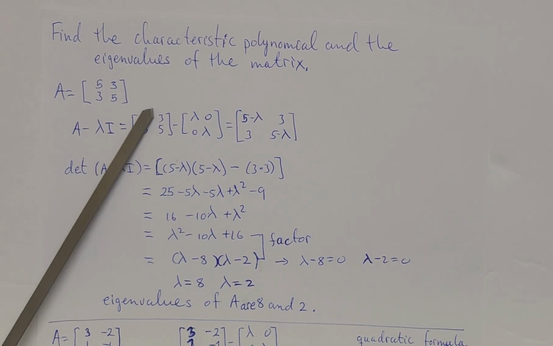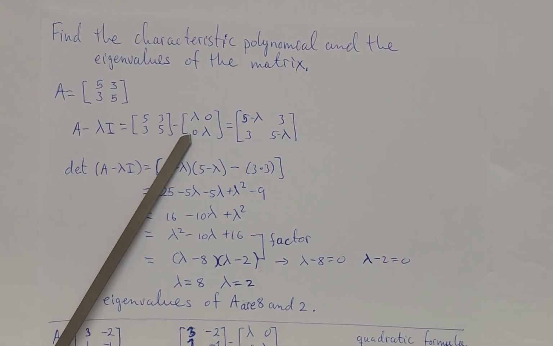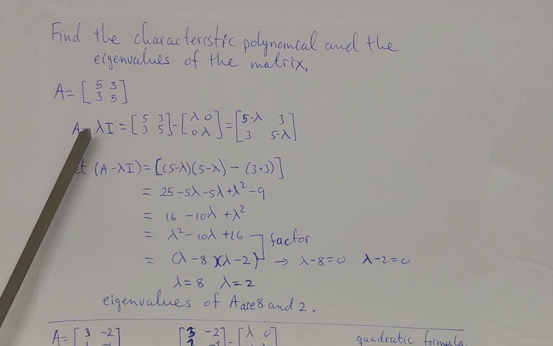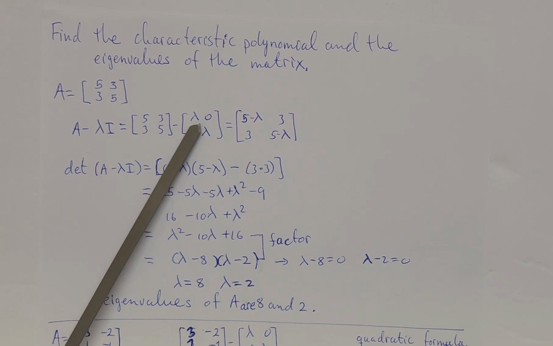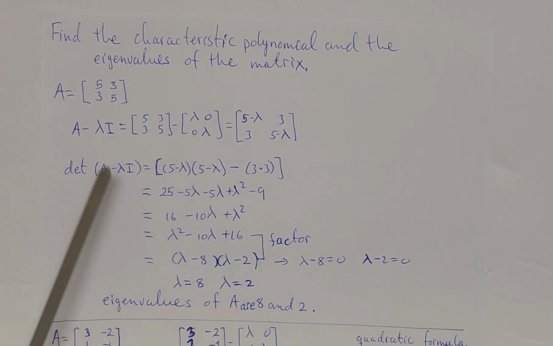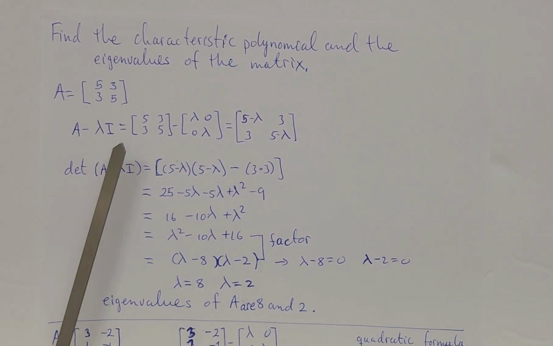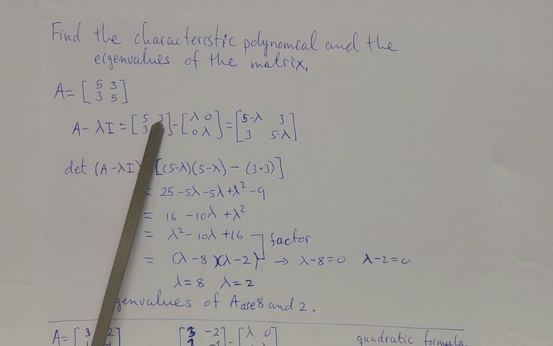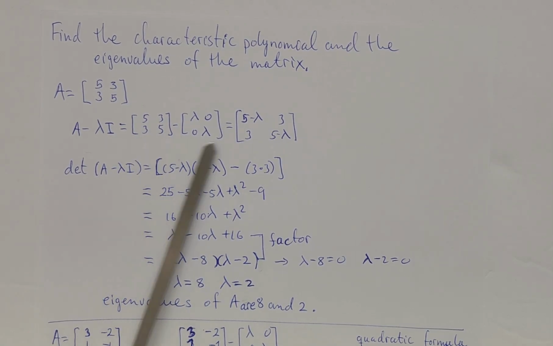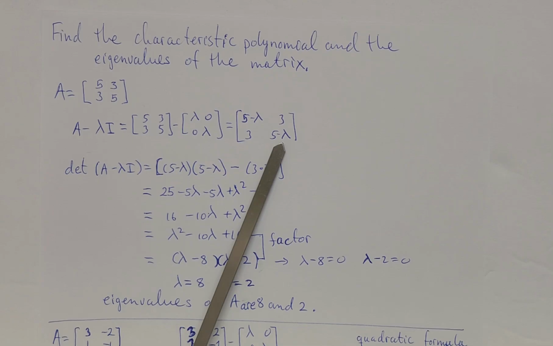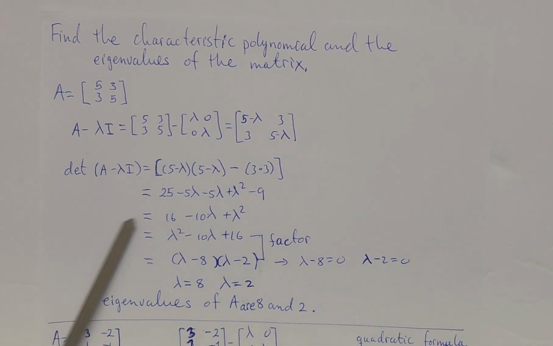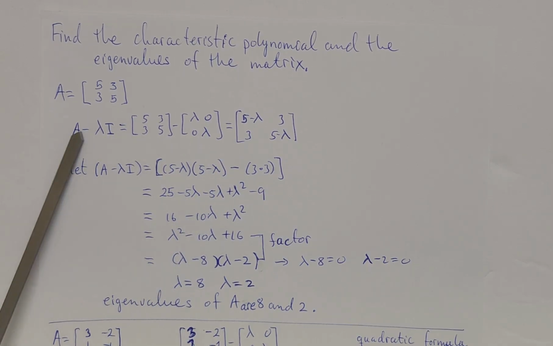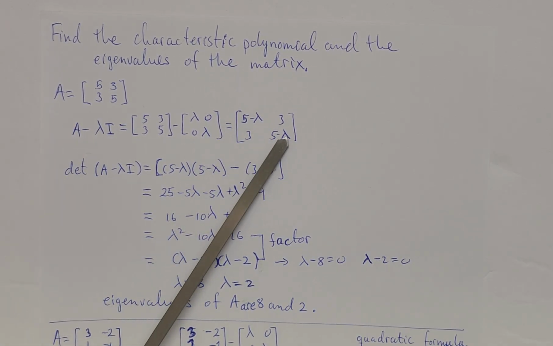Since this is a 2 by 2, I have 1 0 0 1 times lambda, so I just get lambda 0 0 lambda. After that, subtract across. So 5 subtract lambda, 3 subtract 0, 3 subtract 0, 5 subtract lambda. Next, we need to find the determinant of this matrix right here, the A minus lambda I.